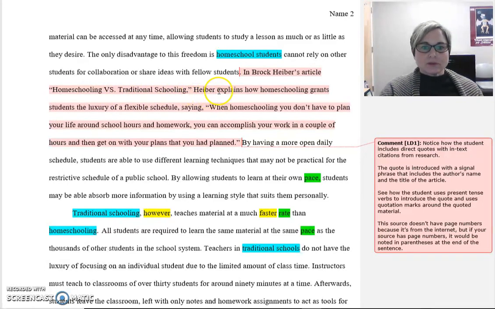Notice that they use present tense verbs to introduce the quotes. You want to always, with MLA format, use present tense verbs. The quote is in quotation marks. And this one does not have a citation at the end because it was an internet source, but if your source has page numbers, at the end of the quotation marks you would have parentheses listing the page numbers, and the period would be moved after the parentheses.